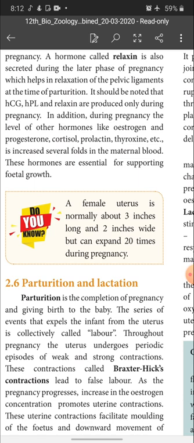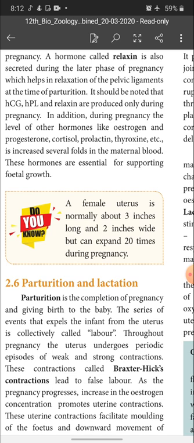And what are the hormones secreted? And what are the three changes that take place in the third trimester? All that we completed. Now, next stage. Okay, the fetus is completely developed. Next, it is ejected out from the uterus. That is called what? Parturition.